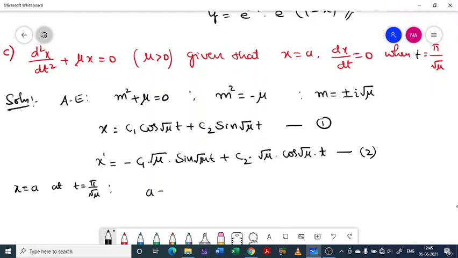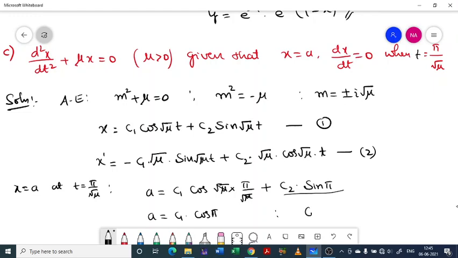So a equal to c1 cos root mu into t, and t means pi by root mu, so root mu gets cancelled. You are left with cos pi. Similarly here it will be c2 into sin pi. So sin pi is 0, so this term vanishes. You get a equal to c1 into cos pi. Cos pi is minus 1. So c1 will be minus a.